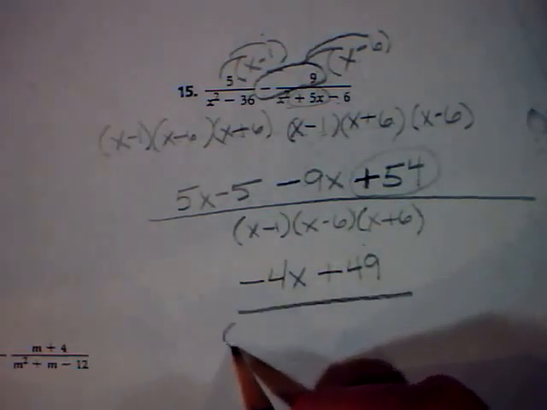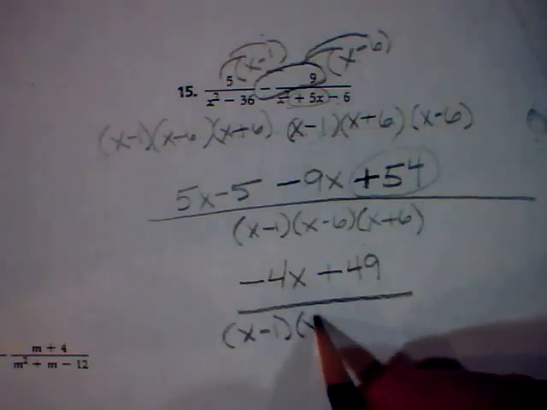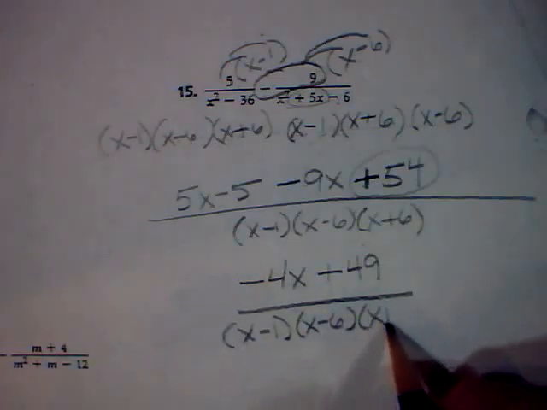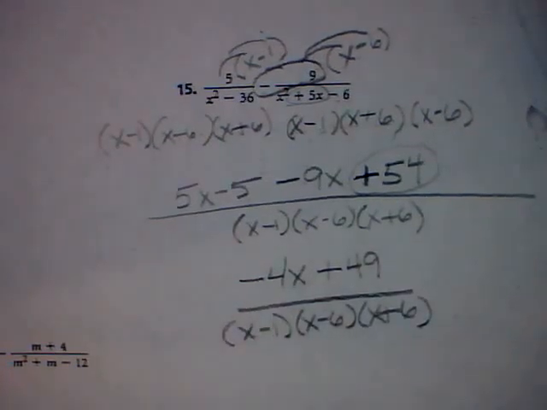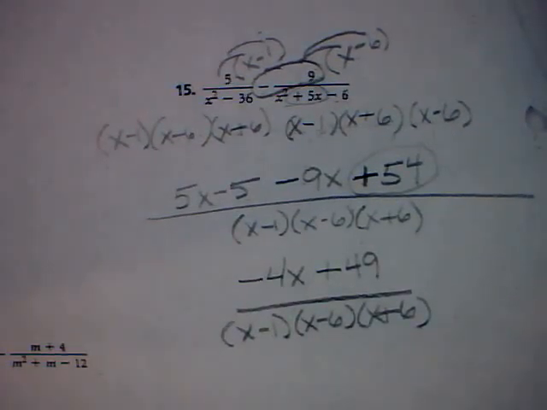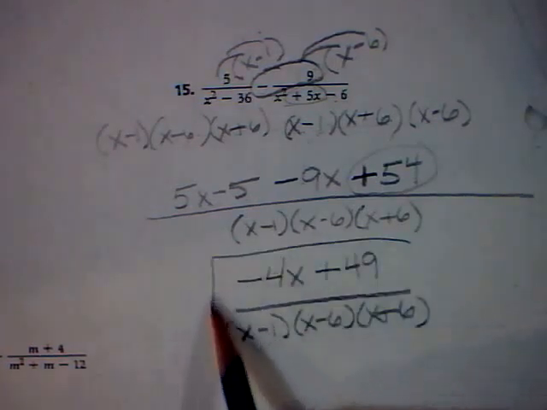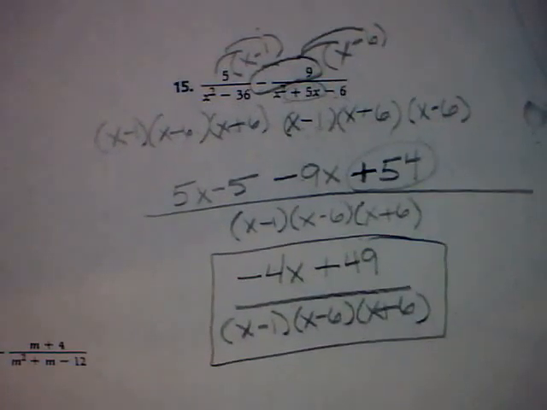And then that's over your common denominator of x minus 1, x minus 6, x plus 6. Okay? And there is no common factors here for 49 and negative 4, and there's not an x in both. So this is your final simplified fraction. All right, let's do one more and then we'll be done here.